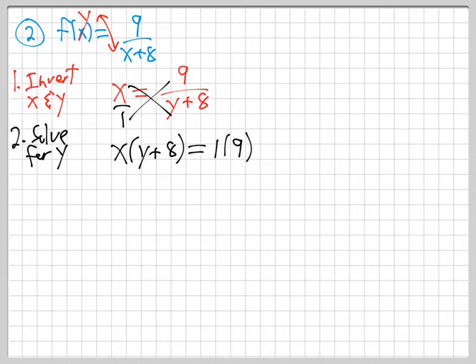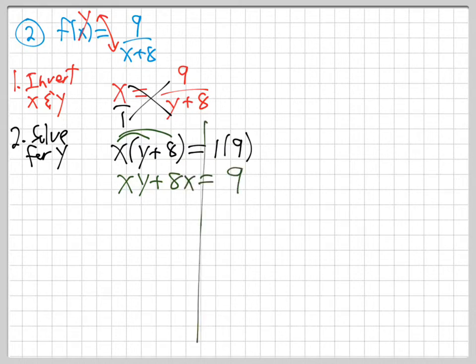That's what we always do when we have a fraction on one side and just a whole number or whole letter on the other. Put it over 1, cross multiply. And what do we do now? With the parentheses, distribute. So we get xy plus 8x. And 1 times 9 is just 9.